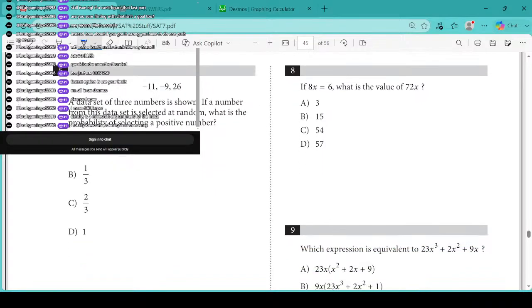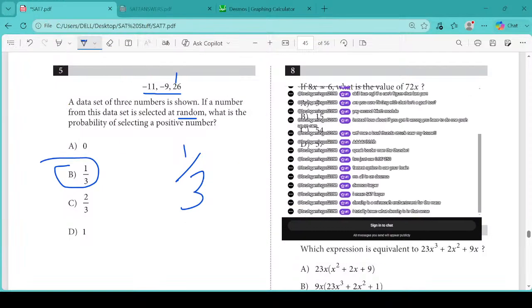Anyways, let's move on to question 5, don't we? A data set. If a number from this data set is selected at random, what is the probability of selecting a positive number? So we have 3 numbers and 1 positive number. So it's a 1 out of 3 chance because it is random, right? It can't be that hard.